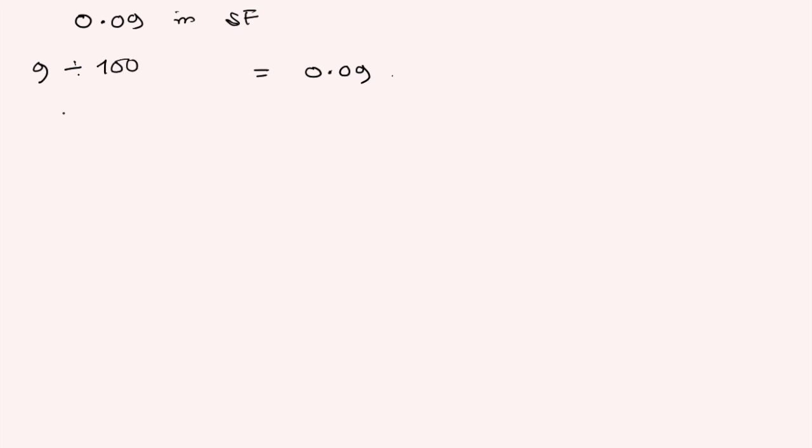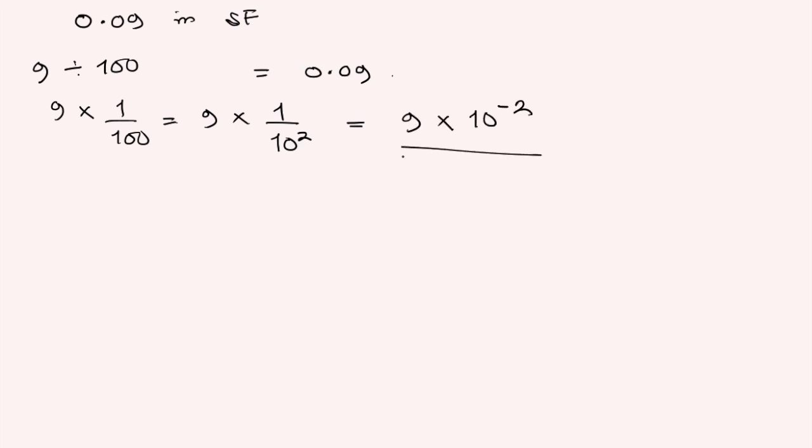Now, if we divide this by 100, that's the same as saying multiplied by 1 over 100, which is the same as saying 9 times 1 over 10 raised to the power 2. And this is the same as saying 9 times 10 raised to the power minus 2. And that is writing that in standard form.